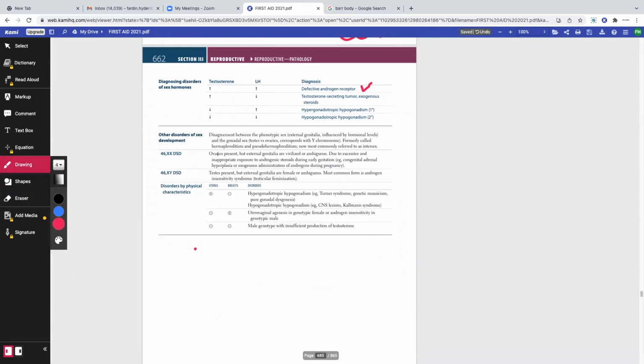Okay. Next one is other disorders of sex development. What are some other disorders of sex development? Disagreement between the phenotypic sex. What do we mean by phenotypic sex?